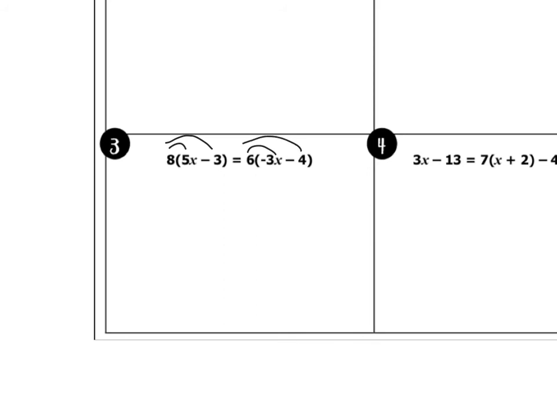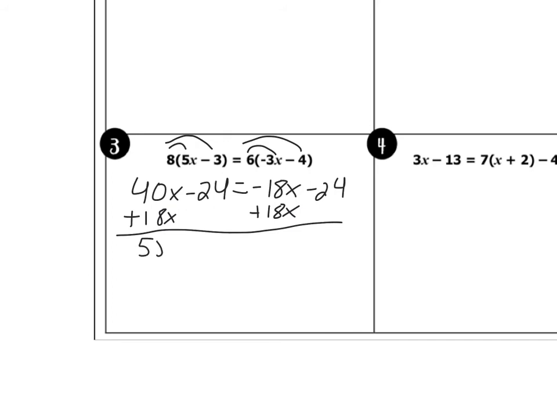So 8 times 5 would be 40x. And then 8 times negative 3 would be negative 24. And that would equal negative 18x minus 24. 6 times negative 4 would be a negative 24. So we distributed. We don't have any like terms to combine, so now we would just get our variable on the same side here. We'd add 18x on both sides. We'd be left with 58x minus 24 equals negative 24.